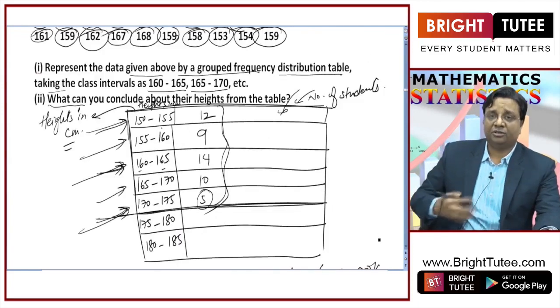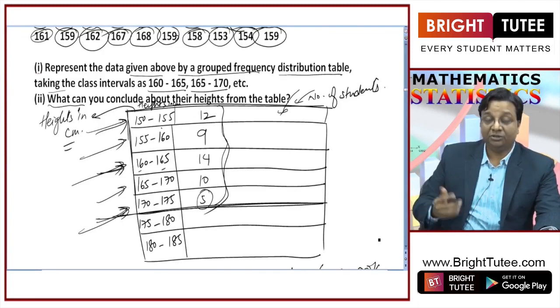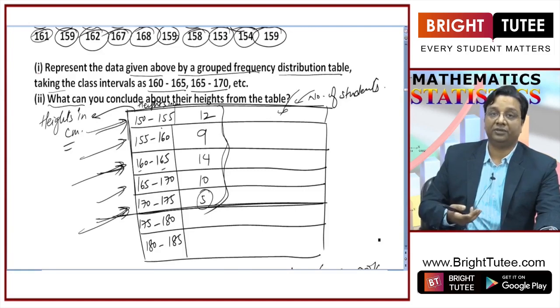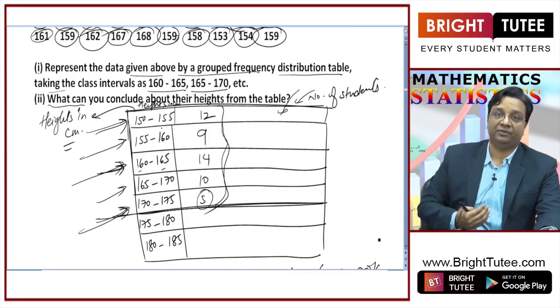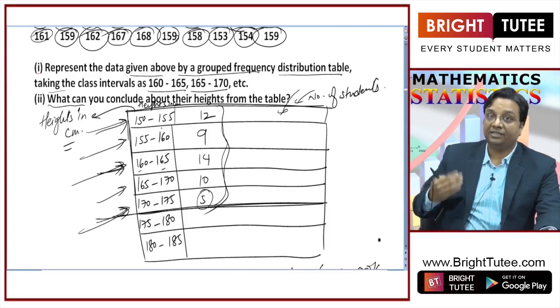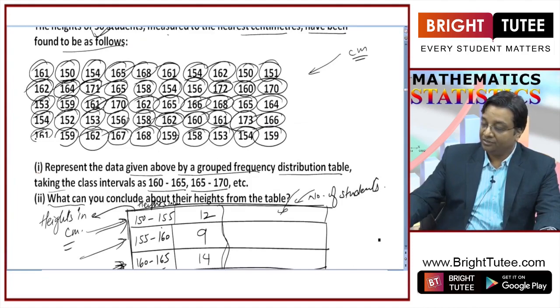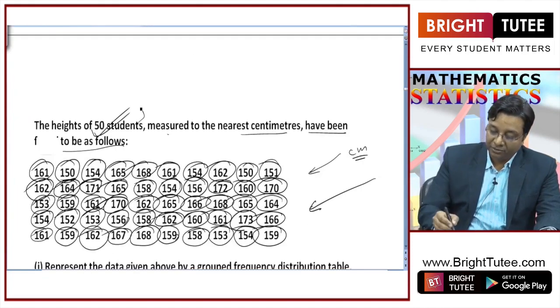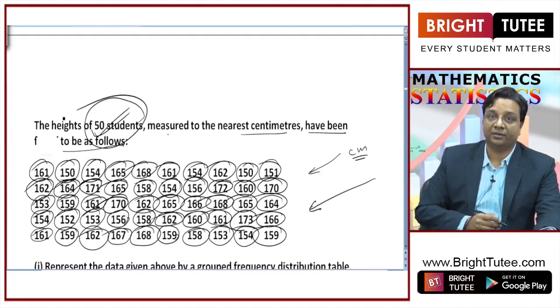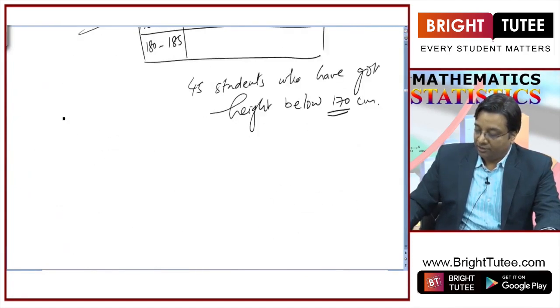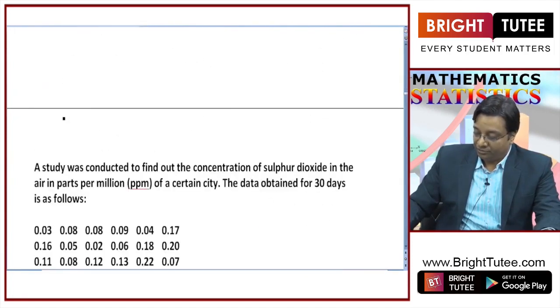Okay, and another observation, you can keep on making these observations. You can make one observation that there is no student who have got height more than 175 in centimeters obviously, and there is no student who have got height below 150 centimeter. And when I say these things, it is based on this data about these 50 students. Okay, so I hope I have made it clear to you. Now let's move to the next one.